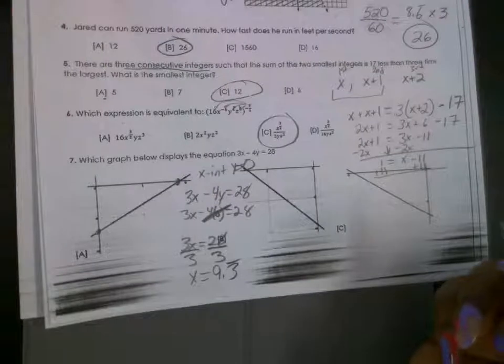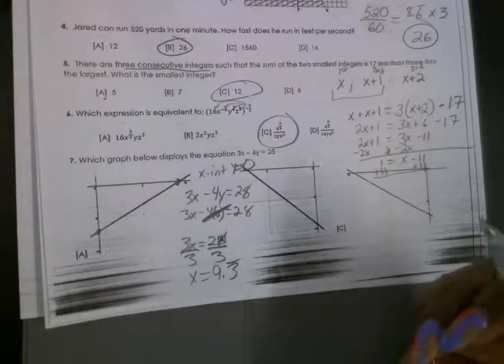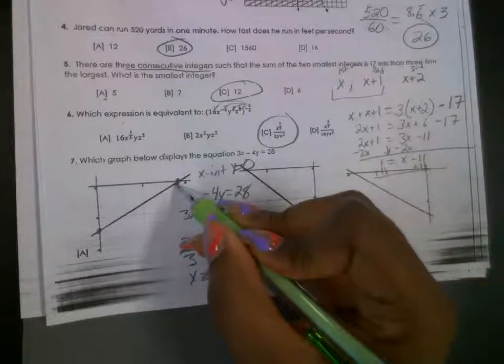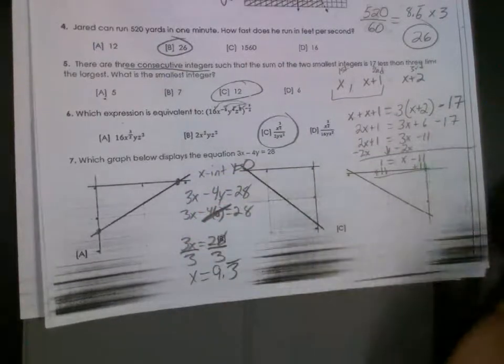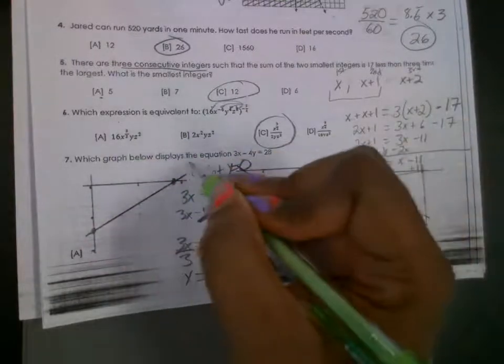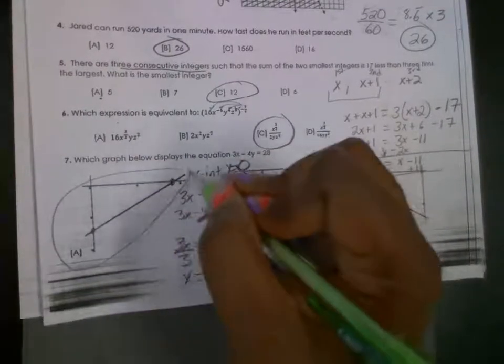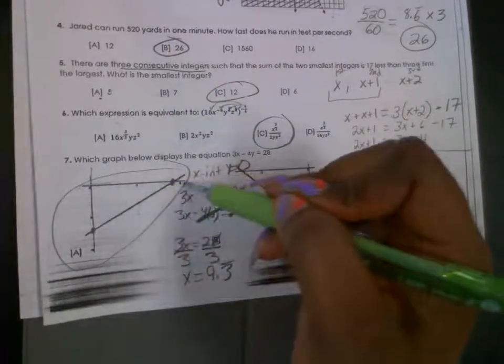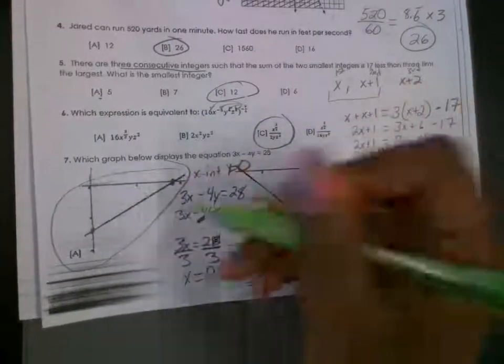So that's positive. So positive 9.3 could be over here. It looks like this one is negative, this looks like it's positive, so this is a possible answer. And this looks like it's negative over here. So A has to be the answer here, because if this is the x-axis, this is going in the positive direction. This is going down. So this is the answer here.